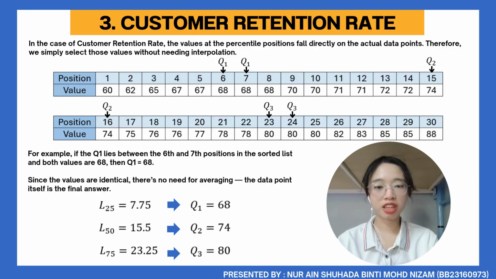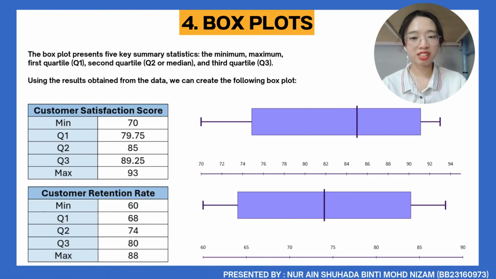For example, if the 25th percentile is between two values that are the same, we just take that value as the answer. Once we have our percentiles, we can create a box plot. This plot shows the minimum, maximum, and the three percentiles, which are Q1, Q2, and Q3. It gives us a quick view of how the scores are spread out and helps us compare both metrics.